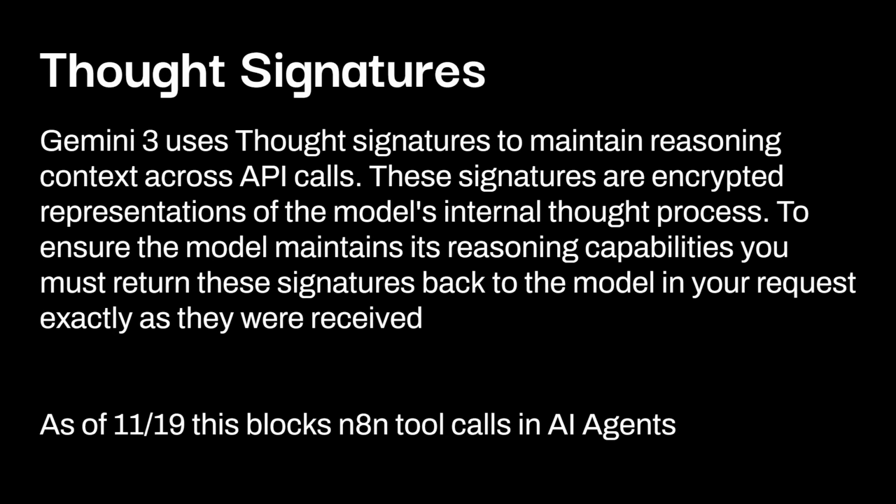To ensure the model maintains its reasoning capabilities, you must return these signatures back to the model in your request exactly as they were received. So n8n cannot do this as of today, 11/19. I assume that this is probably on top of a sprint for their developers just because of how much hype this model has and the fact that you can't use tools in it. So if you're watching this in the future, 100% that n8n should have fixed this by now.